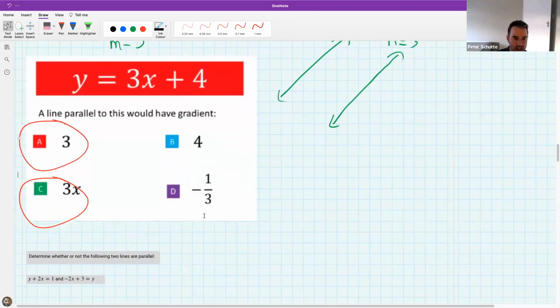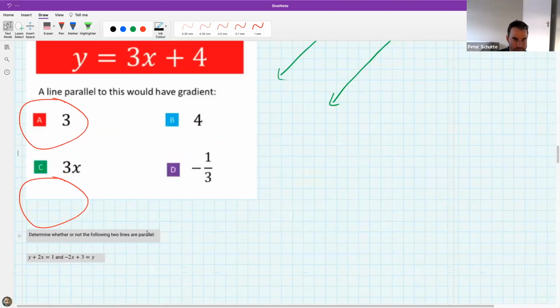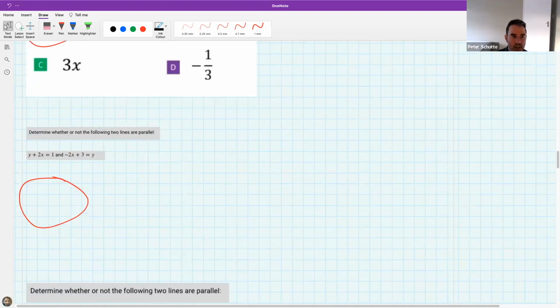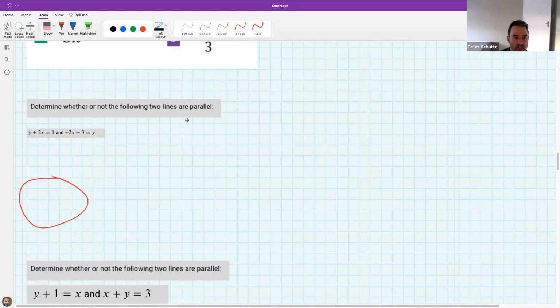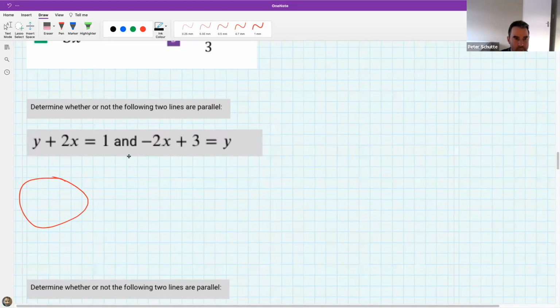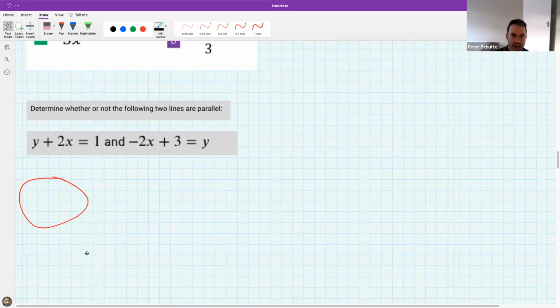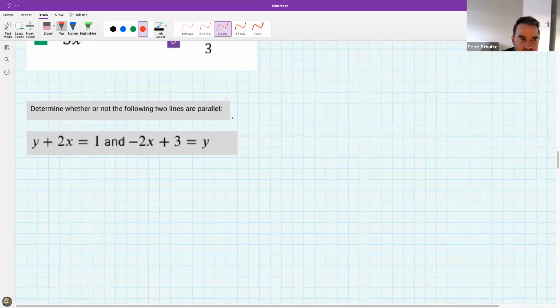So how could we ask this in a question to you? Well, what we could do is I could say to you, determine whether or not the following lines are parallel. So determine whether those two are parallel. If I want to determine whether these lines are parallel to each other, I need to know their gradients. I don't know what the gradient is now because they're written a bit weirdly. What could I do to make it easier to know the gradient of each of these lines?